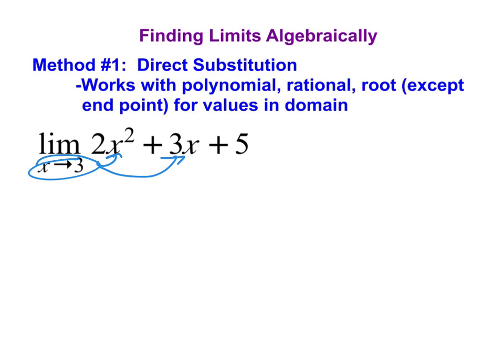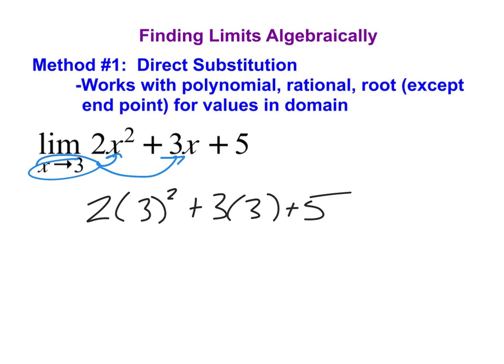So we're just going to be doing 2 times 3 squared plus 3 times 3 plus 5. And that's all you got to do. So figure out what that's going to be. So that's going to be 2 times 9, which is 18, plus 9, which is 27, plus 5. Final answer is 32.